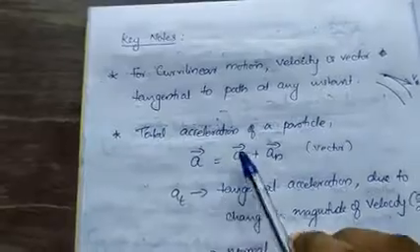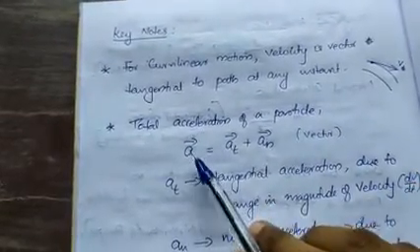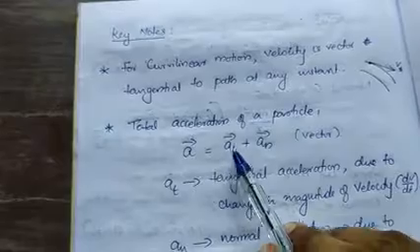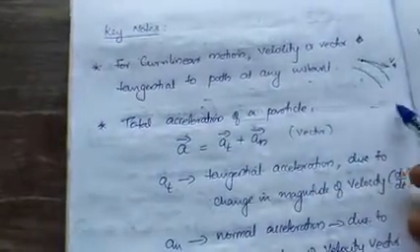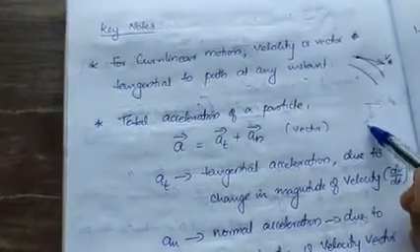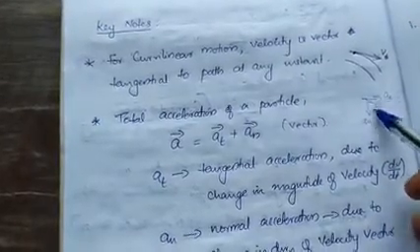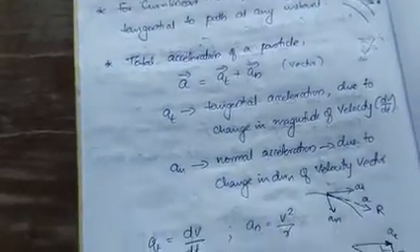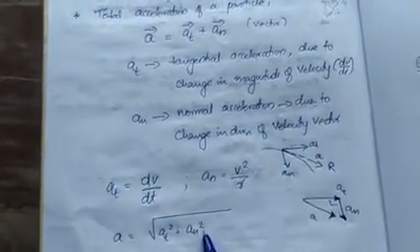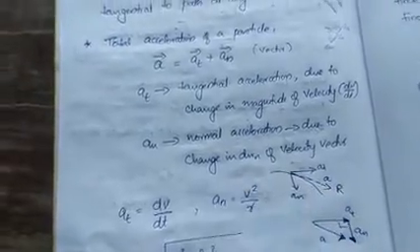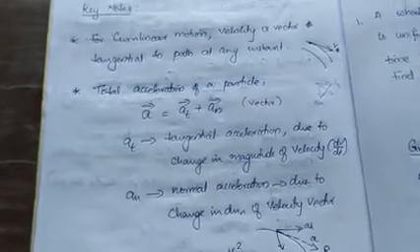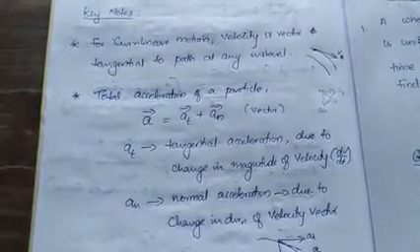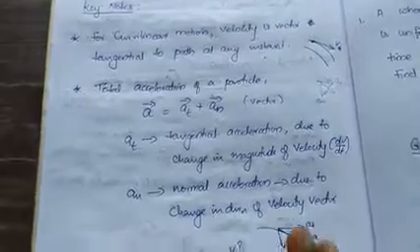The total acceleration of a particle will be the vector sum of at plus an. That means at is in this direction, an in this direction, and the resultant will be in this direction. That means a is equal to the square root of at square plus an square. So this is the introduction for curvilinear motion. We'll do problems relating to this in our next class.